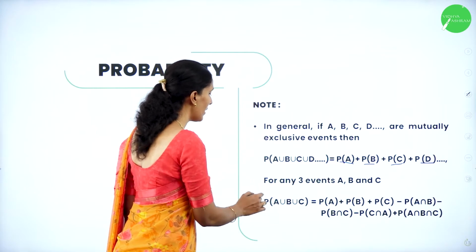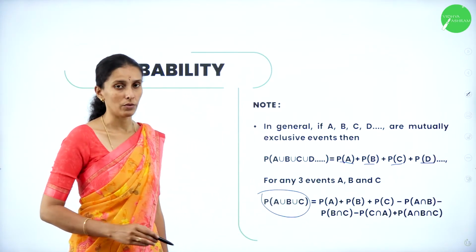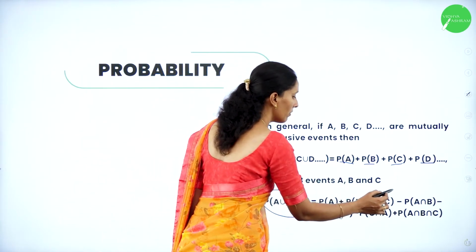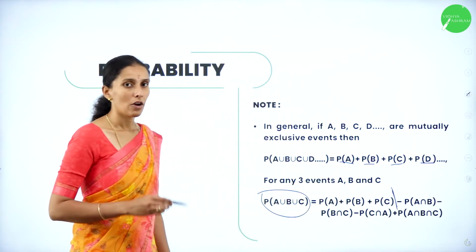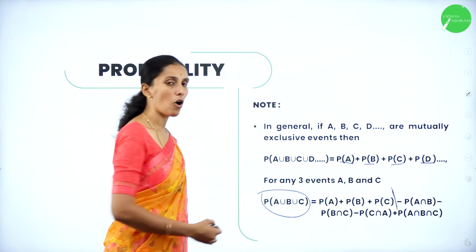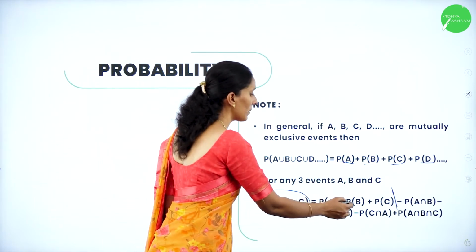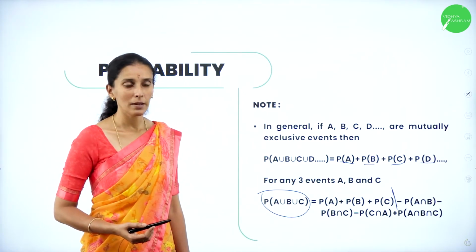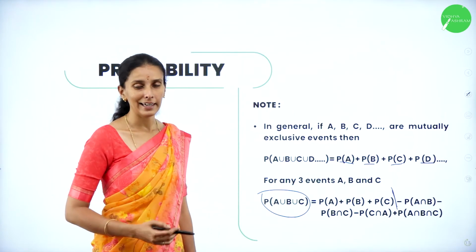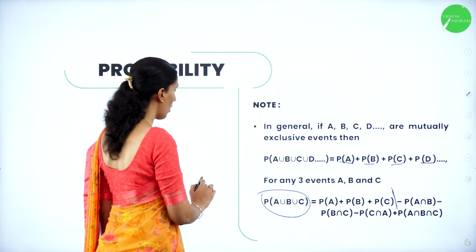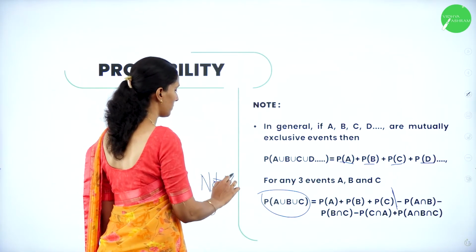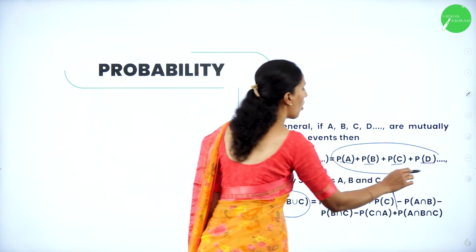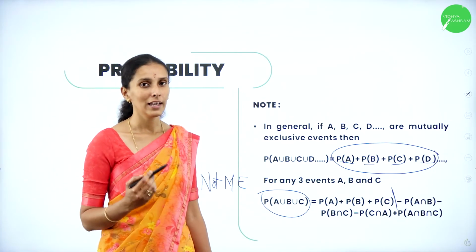For any three events, this is the formula when they are not mutually exclusive. If they are mutually exclusive, the formula will end here. If they are not mutually exclusive, the union of three events is P of A plus P of B plus P of C minus P of A intersection B, P of B intersection C, P of C intersection A, and plus the intersection of all events. So this is when they are not mutually exclusive. If they are mutually exclusive, then it is only the sum of all events.